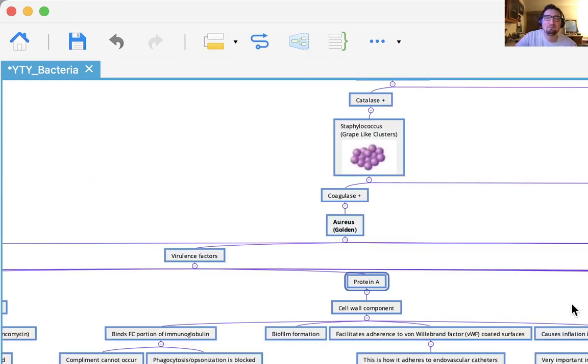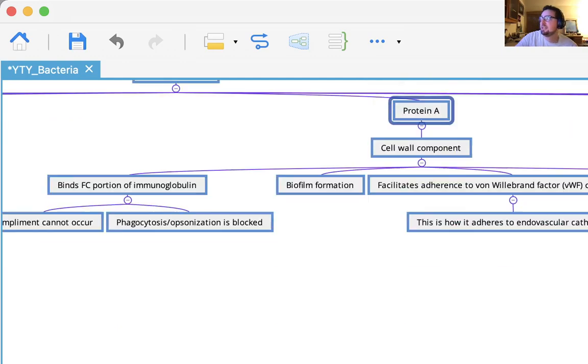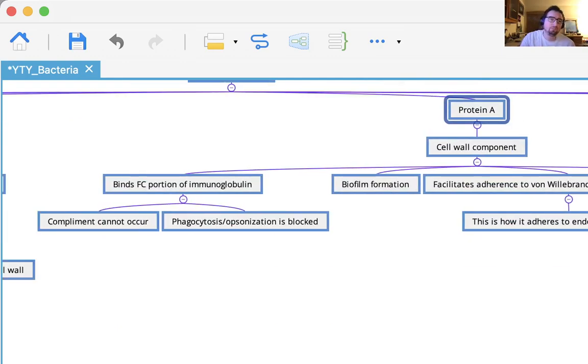But anyways, protein A. The important part about protein A is that it binds to the Fc portion of immunoglobulin. That's really key. This stops complement from occurring, and it prevents phagocytosis and opsonization. It's also key in helping to create biofilm formation, but really focus on that immunoglobulin.